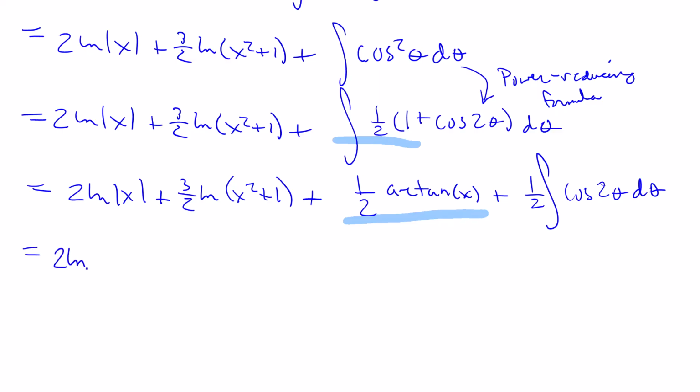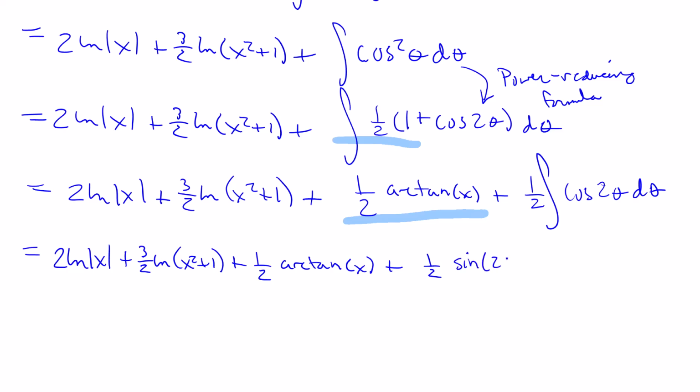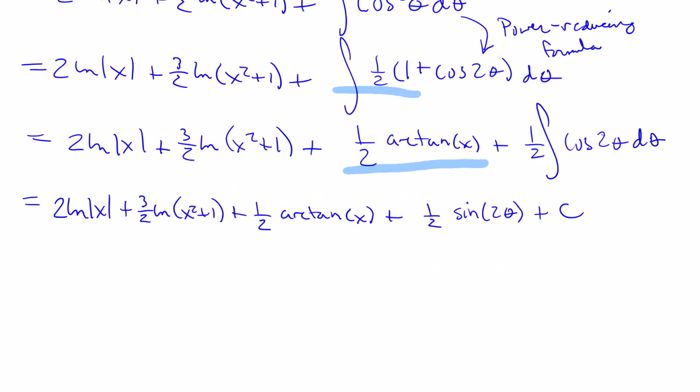We have 2 times the natural log of the absolute value of x plus 3/2 times the natural log of x squared plus 1 plus 1/2 times the arctan, or tangent inverse, of x, plus, now we have 1/2 times the antiderivative of cosine of 2 theta. Well, that's just sine 2 theta. So we'll say 1/2 sine of 2 theta. Ooh, I forgot another factor here.